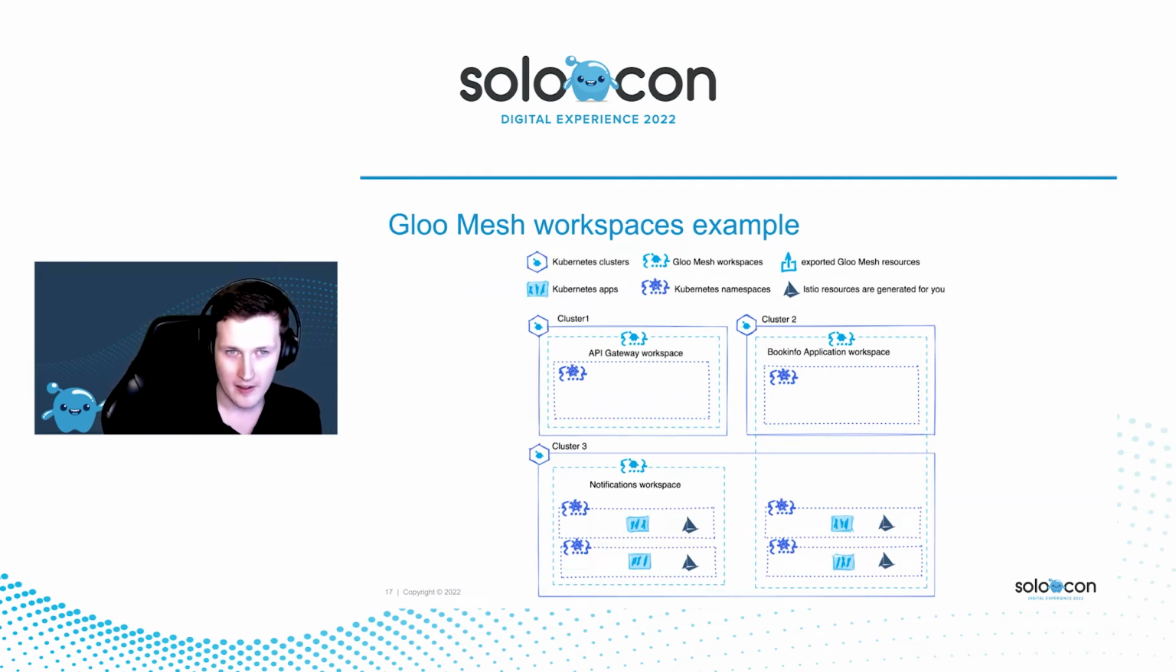So here we've got 3 clusters essentially, and you can see on the top left, we've got cluster 1, and the top right, we've got cluster 2, and then on the bottom, we've got a very large cluster for cluster 3. Within these clusters, you can see these teal colored boxes, which represent workspaces. So you can see on the top left, we've got our API gateway workspace, and that's just confined to cluster 1.